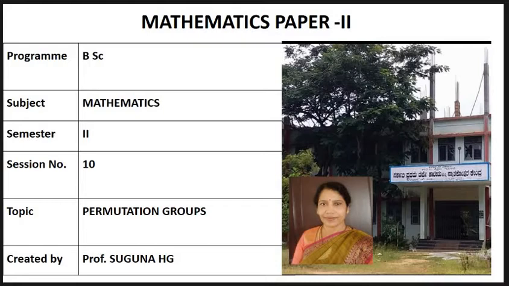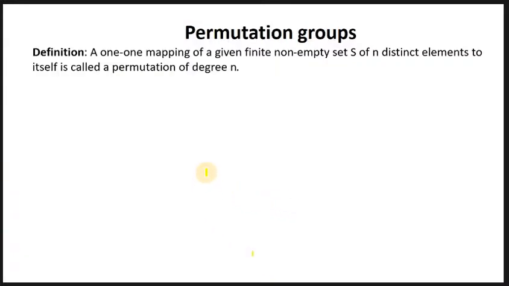In this video, I am presenting permutation groups. Definition of permutation groups: a 1-1 mapping of a given finite non-empty set S of n distinct elements to itself is called a permutation of degree n.